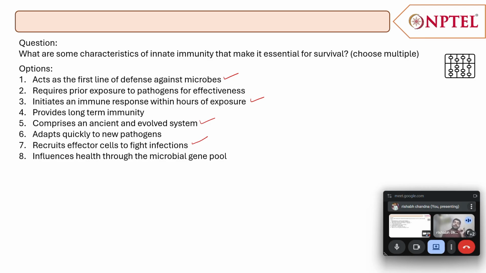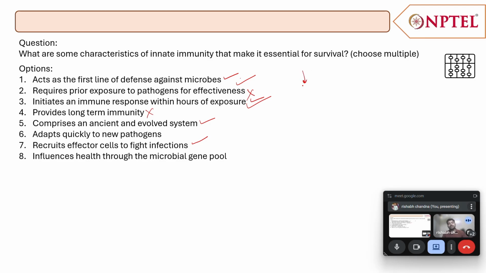Acts as the first line of defense against microbes. Yes, this is correct. This is the major property of innate immunity. Then we have requires prior exposure to pathogens for effectiveness. No, this is the major property of adaptive immunity. Initiates an immune response within hours of exposure. Yes, this is correct. Provides long term immunity. No, because this is short term.